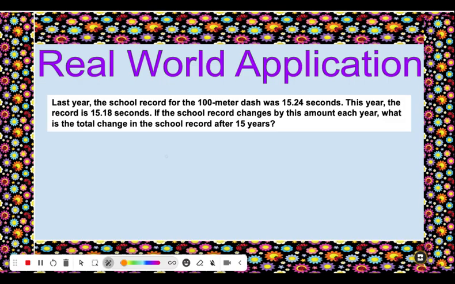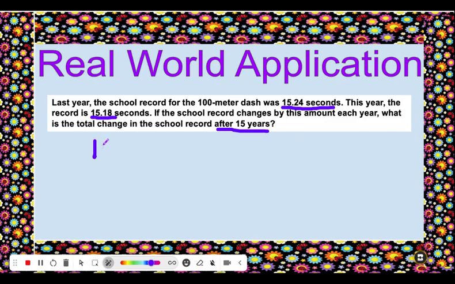Okay, let's try a real world application. So last year's school record for the 100-meter dash was 15.24 seconds. This year the record is 15.18 seconds. If the school record changes by this amount each year, what is the total change in the school record after 15 years?